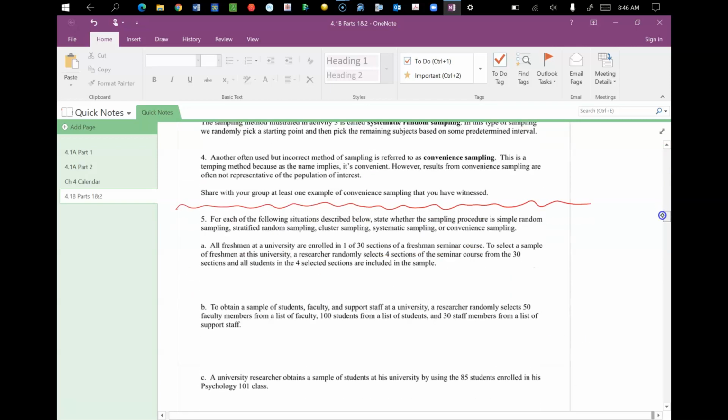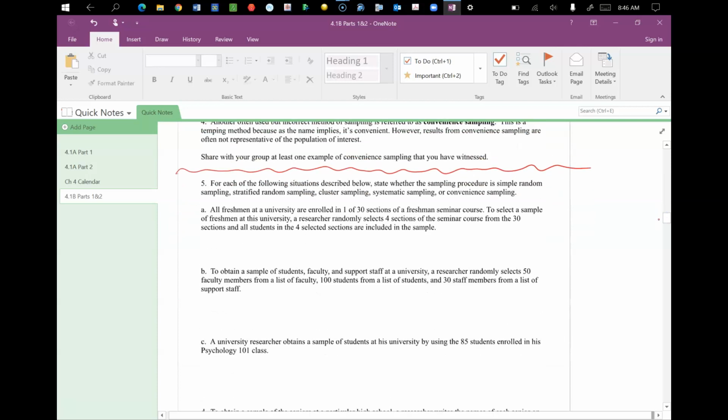So if you recall, last time we left off with number 4, so we're going to pick up with number 5. And for number 5, what we're going to do is read each of these scenarios and decide what type of sampling method is used. So let's begin.